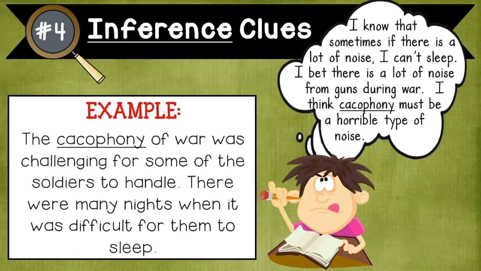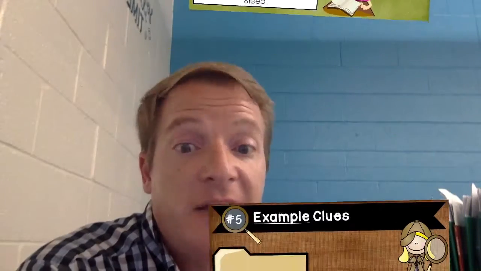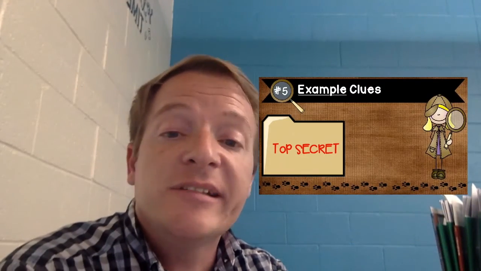Now, look at the little boy thinking over here. It says, I know that sometimes if there is a lot of noise, I can't sleep. I bet there is a lot of noise from guns during war. I think cacophony must be a horrible type of noise. And he took that based on what he read and based on what he knows from his own experiences and came up with his best guess. And he's probably right.